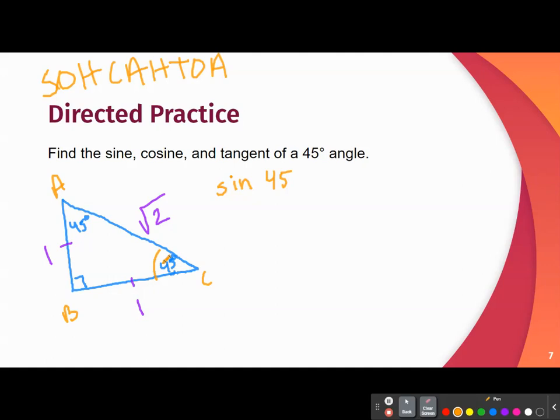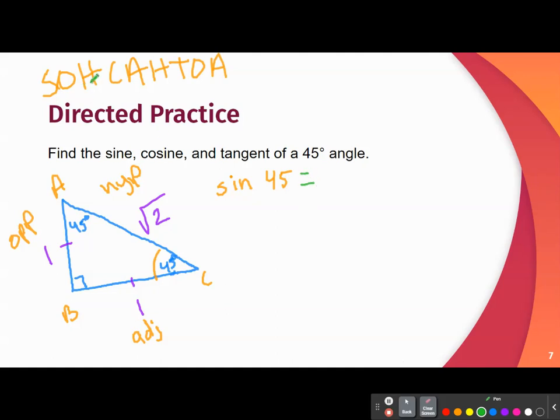Taylor, which side would be opposite of 45? AB. So this side's opposite. Brett, which side would be adjacent? BC. And Nick, where's my hypotenuse? Always across from the 90 degrees, so it would be the square root of 2. Perfect. Okay. So sine of 45.